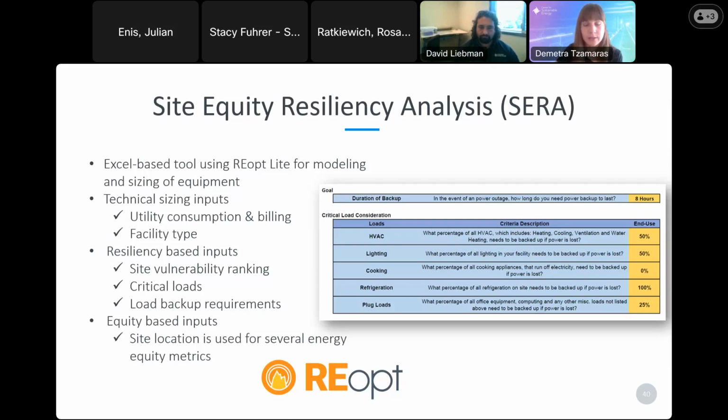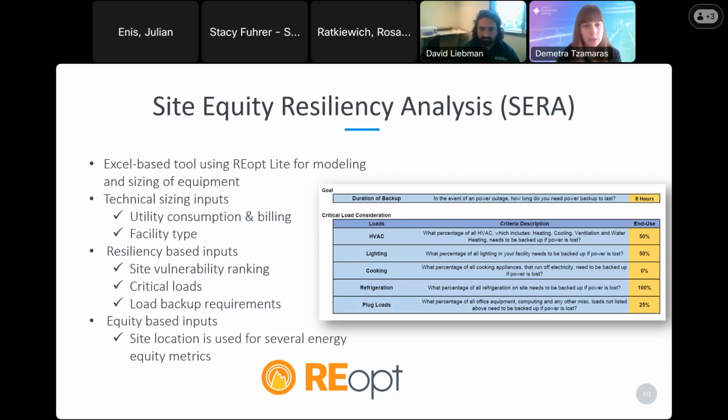So as I mentioned, the SARA tool itself is just a really basic Excel tool, and it pretty much gives step-by-step on how to use REopt, as well as incorporating some new inputs as well. So here on the slide, it summarizes that there's essentially 3 different types of inputs that the tool uses. There's technical sizing inputs, which include utility consumption and facility type, and those get put directly into REopt. But in addition to that, the SARA tool supplements the REopt tool with some of these resiliency and equity-based inputs. So while REopt does have some resiliency aspects with regard to assessing critical loads and load backup requirements, the SARA tool also looks at site vulnerability.